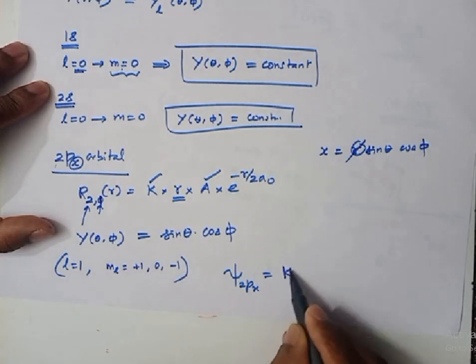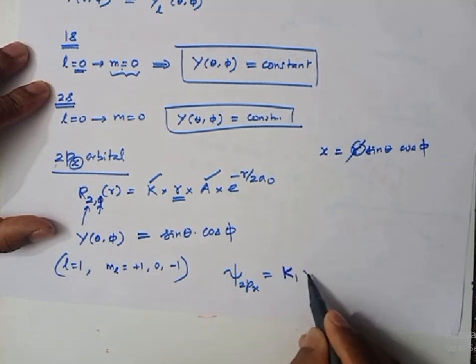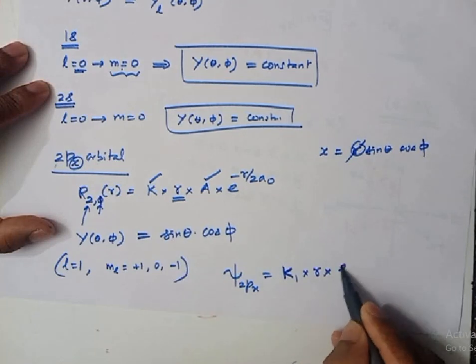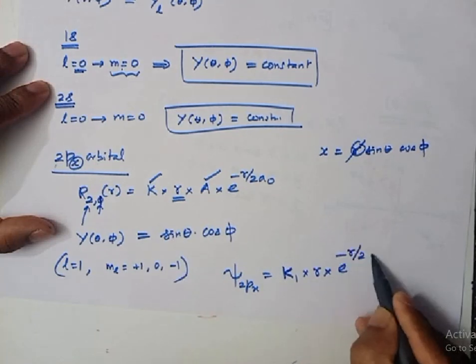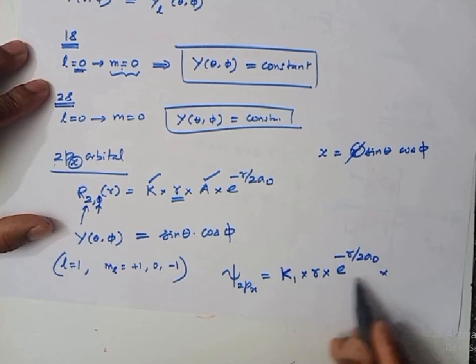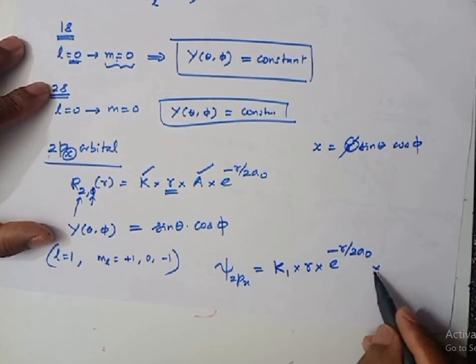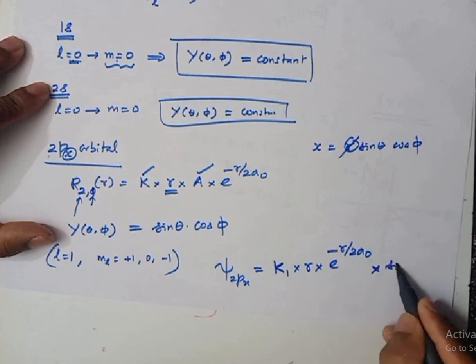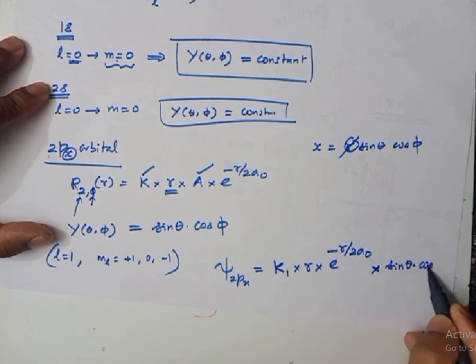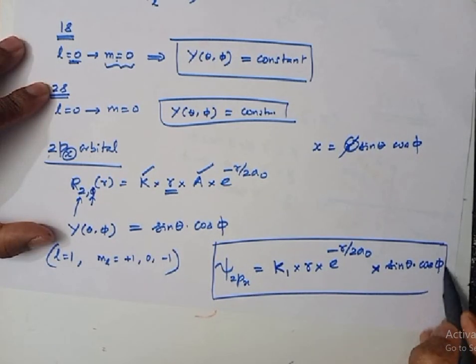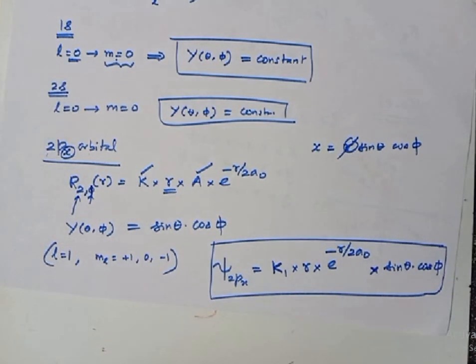So let me write this as some constant K1. Then we have R, then e power minus R by 2a naught. So this is the radial part. Then sin theta into cos phi. This is how the wave function for the 2px orbital looks. It's very simple. Take it down.